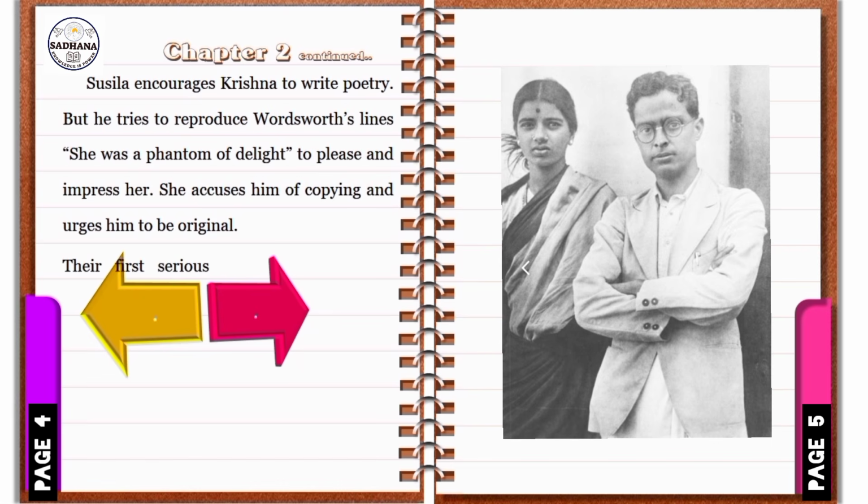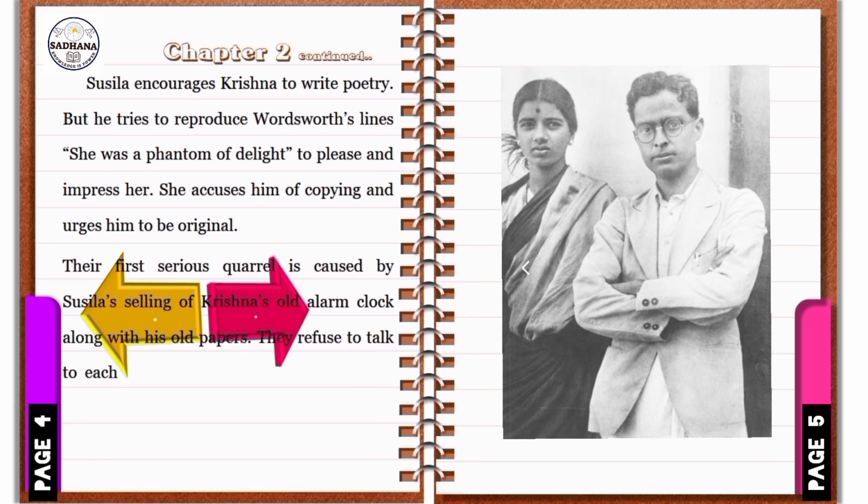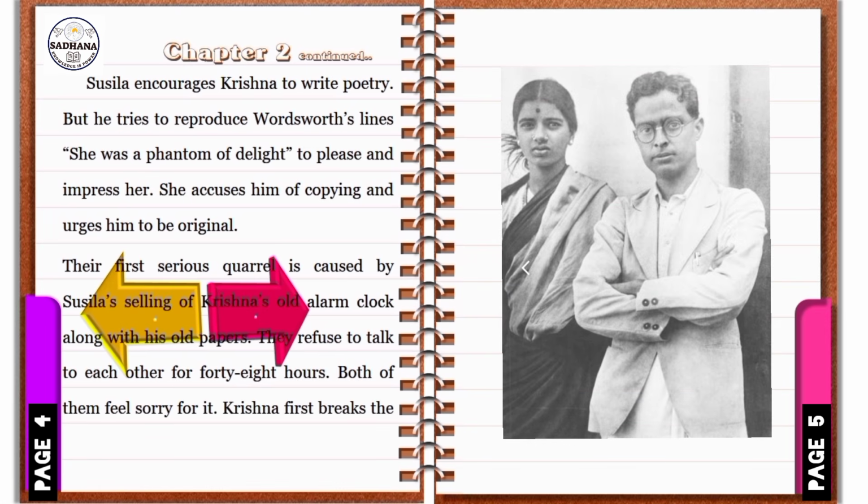Their first serious quarrel is caused by Sushila's selling of Krishna's old alarm clock along with his old papers. They refuse to talk to each other for 48 hours. Both of them feel sorry for it. Krishna first breaks the ice by taking her to a film. They decide not to quarrel in future as it affects the child's health.